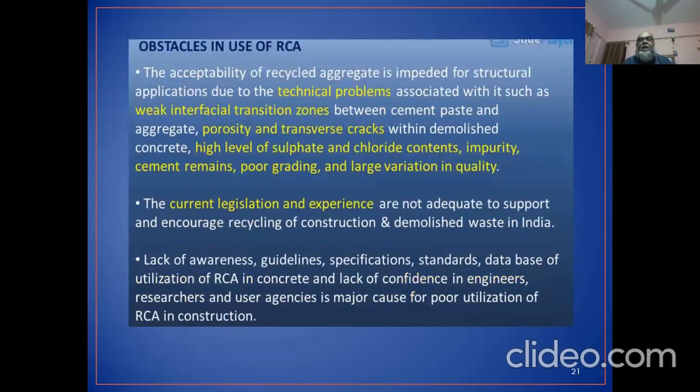What are the obstacles? Why are people still deterred from using RCA? Technical reasons such as weak interfacial transition zones between cement paste and aggregate, porosity, and transverse cracks within demolished concrete, high levels of sulfate and chloride contents, impurity remains, cement remains, poor grading, and large variation in quality. Current research and experience are not adequate to support and encourage recycling of construction and demolished waste. This is not only in India, but all over the developing countries like Pakistan, Sri Lanka, Bangladesh. There's a lack of awareness, guidelines, specifications, standards, and database of utilization of RCA and concrete, and lack of confidence in engineers, researchers and user agencies, which is a major cause for poor utilization of RCA in construction.